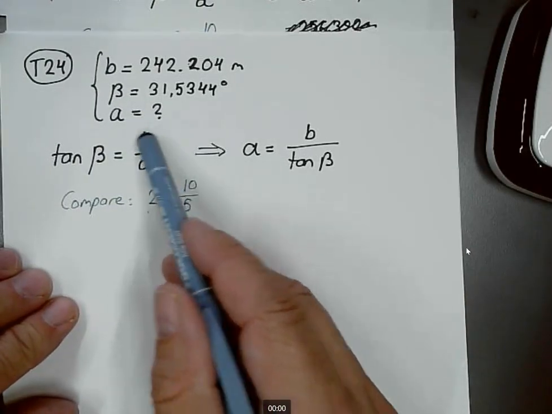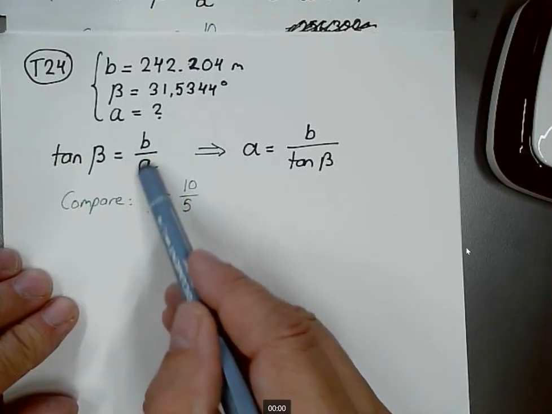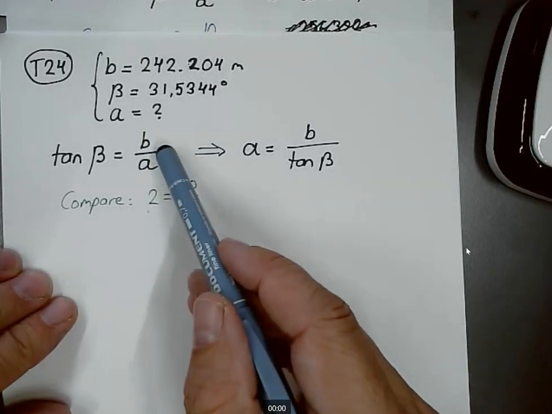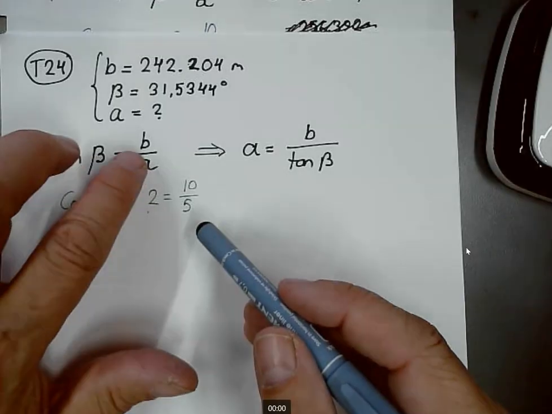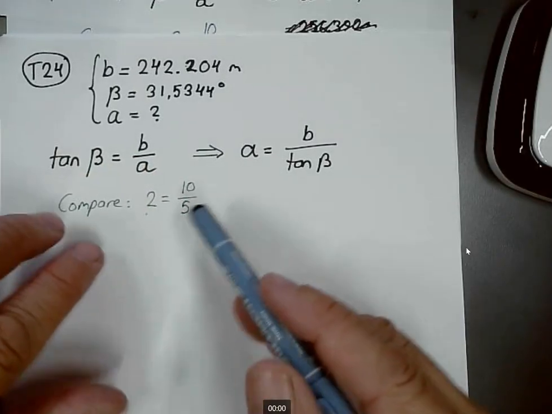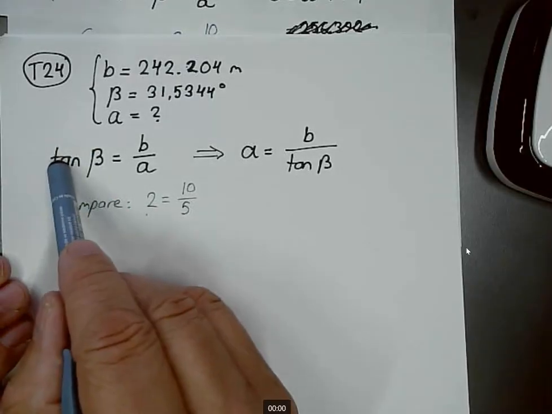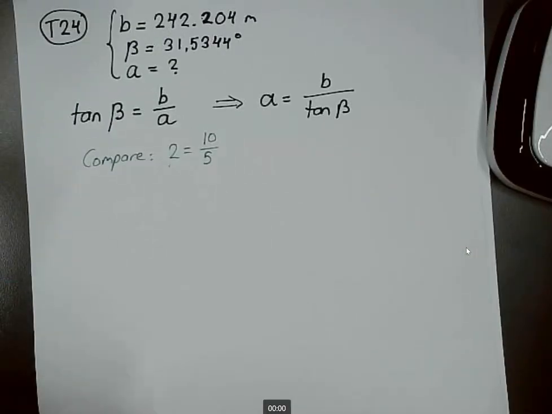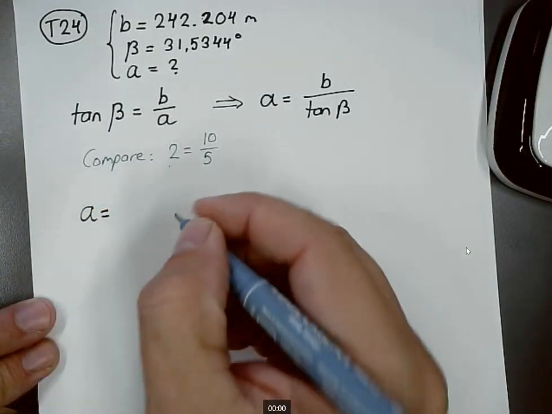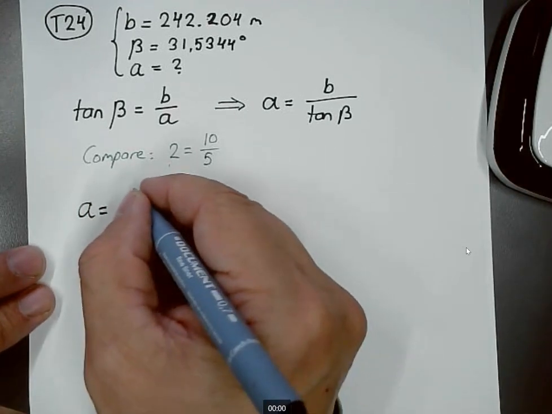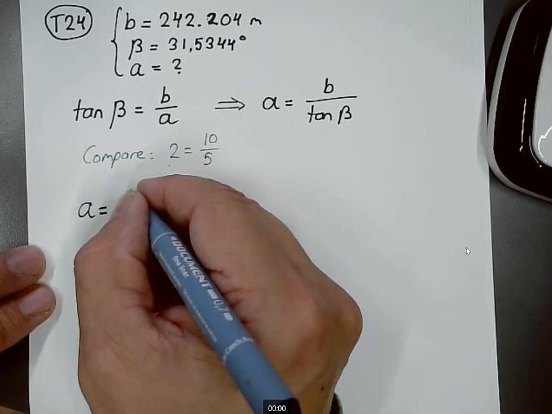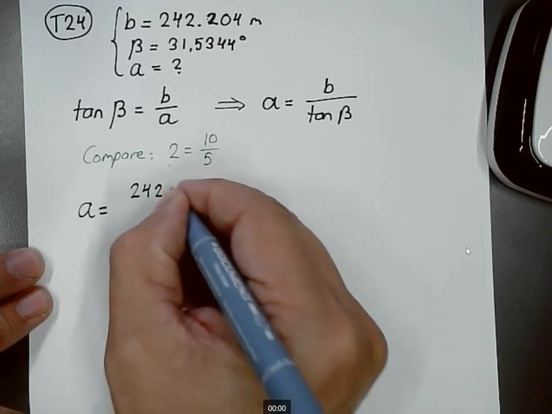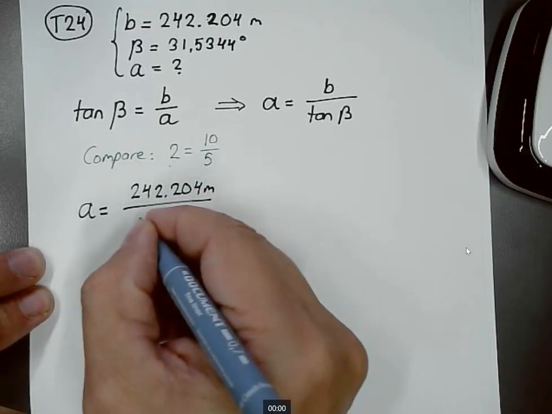So if we have this kind of equation and the unknown is in the bottom part of the fraction on the right hand side, we only have to change the places of these two. A goes to the left hand side and tangent beta goes to the right hand side. So it is easier to solve those kinds of problems. And now we will put the values there, so there will be B divided by tangent beta. So it will be like this.